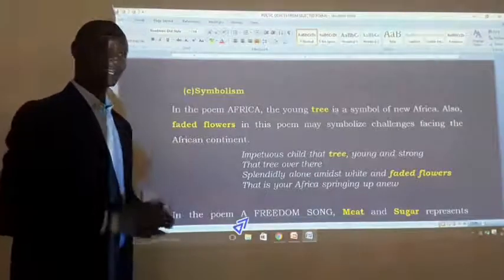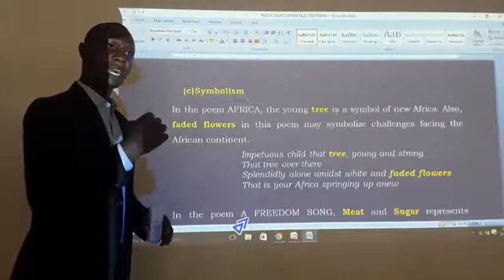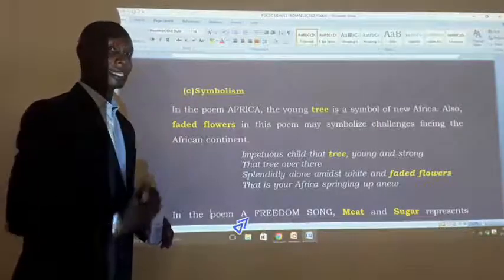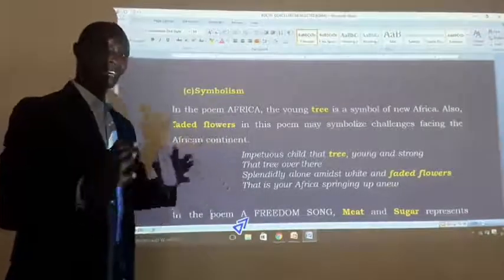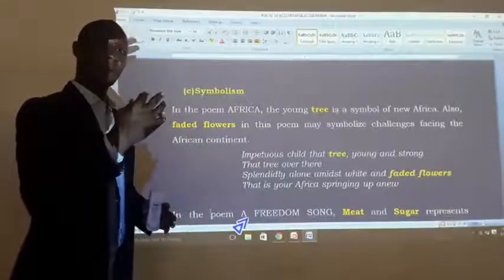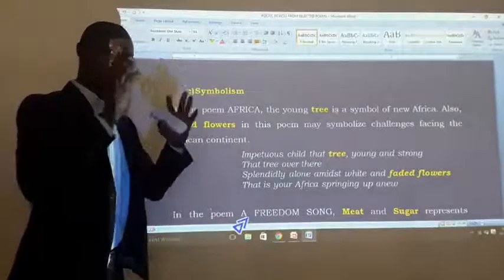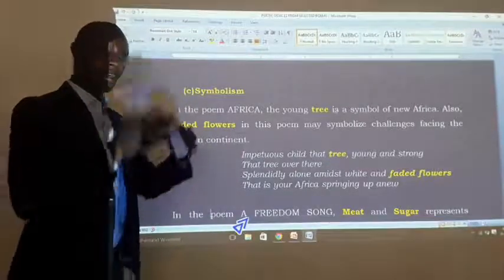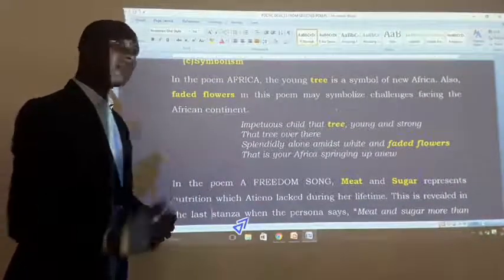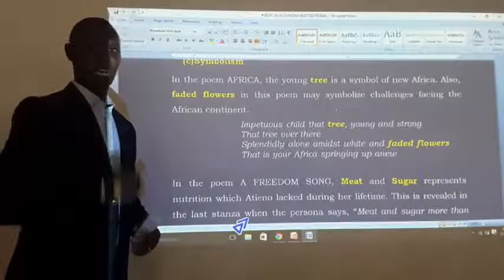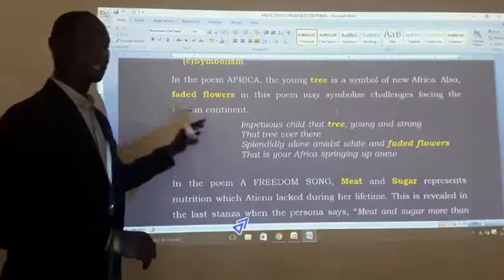Don't forget, dear readers, symbolism, in fact, is where a concrete object represents an abstract. Here we have the tree. A concrete is something we can see, we can touch, but it represents Africa, something that we can assume abstractly. For that case, don't mix them: a concrete cannot represent a concrete, and an abstract cannot represent an abstract. That's one of the rules in symbolism.